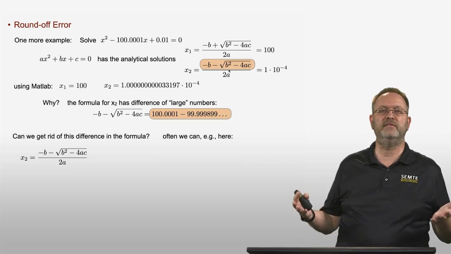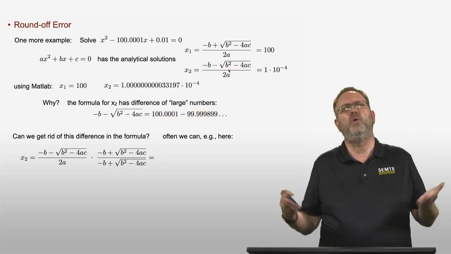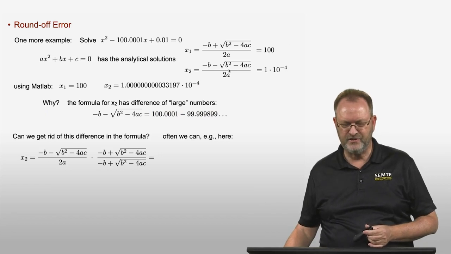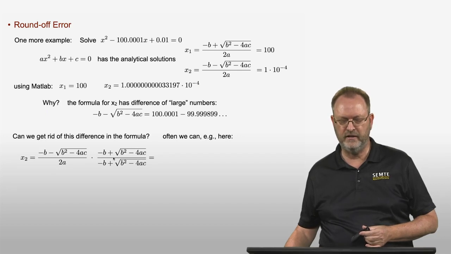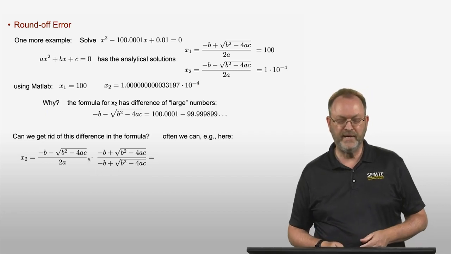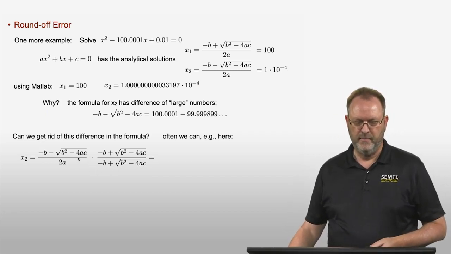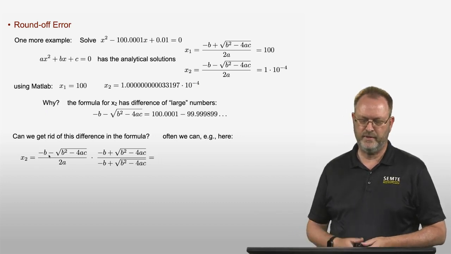Let's multiply this equation by 1. The 1 is written a little bit more complicated here, so I have the same term here in the numerator and the same term in the denominator. So I'm just multiplying, in essence, this formula by 1. But if I do this, you see maybe here this binomial formula, minus b minus the square root times minus b plus the square root, right?